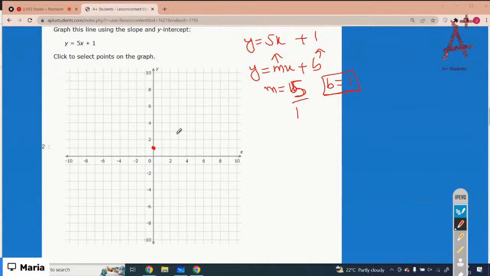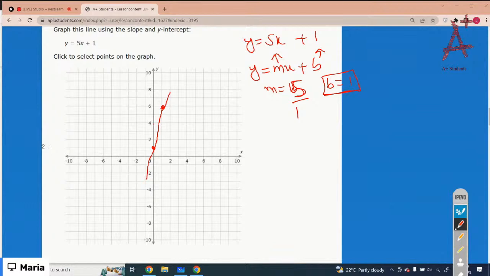It would be 5 over 1. Move 5 points up because it is positive. So just move 5 points up, 1, 2, 3, 4, 5, and 1 point right. It would be now here. Got it? Just join these 2 points and form the line of the equation. That would be the graph of the equation. Whenever you are given the equation, that's how you have to plot the graph of the equation. Got it?